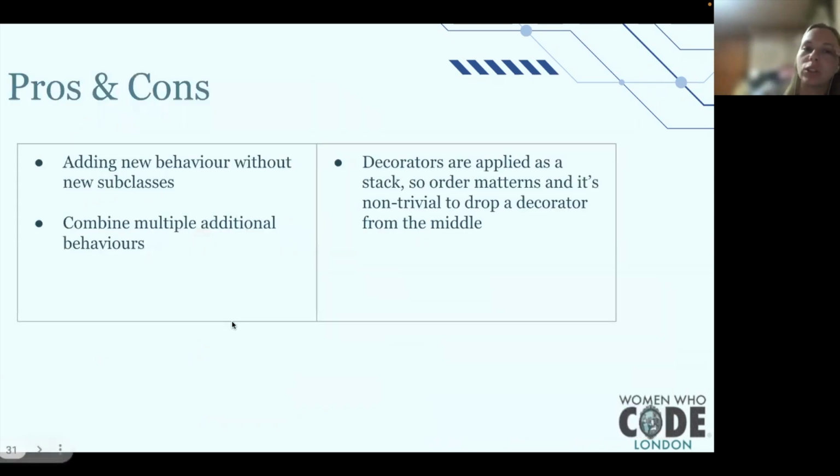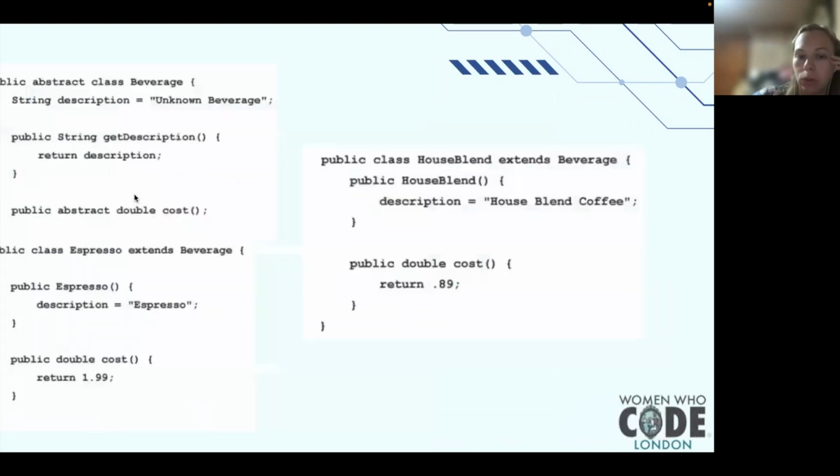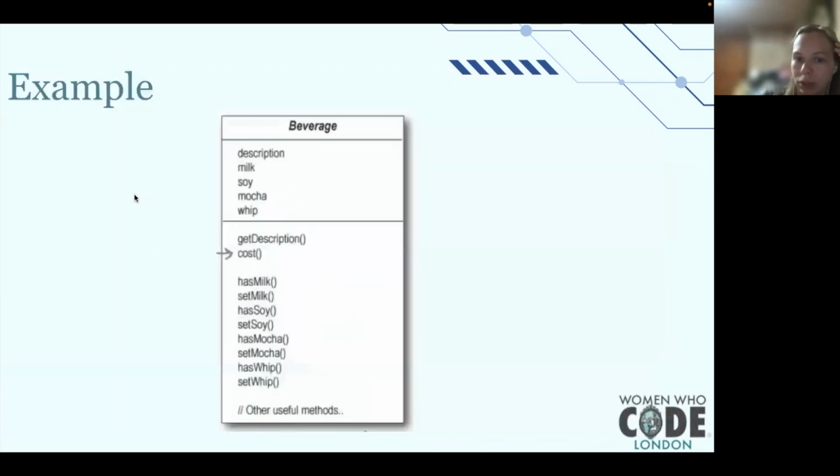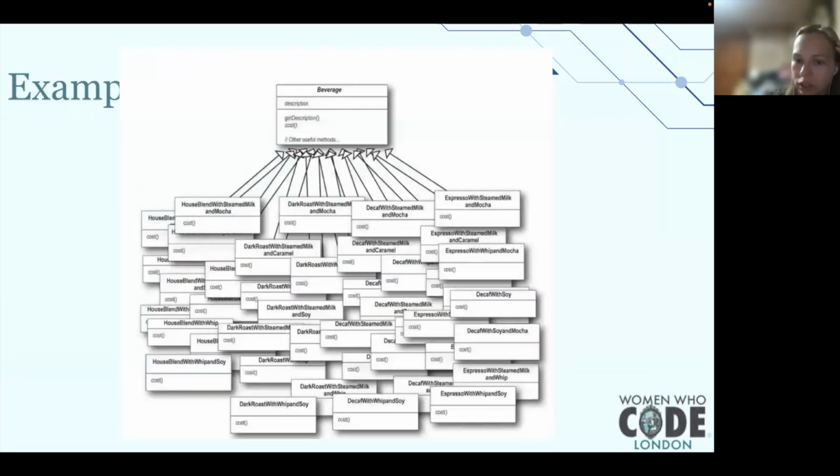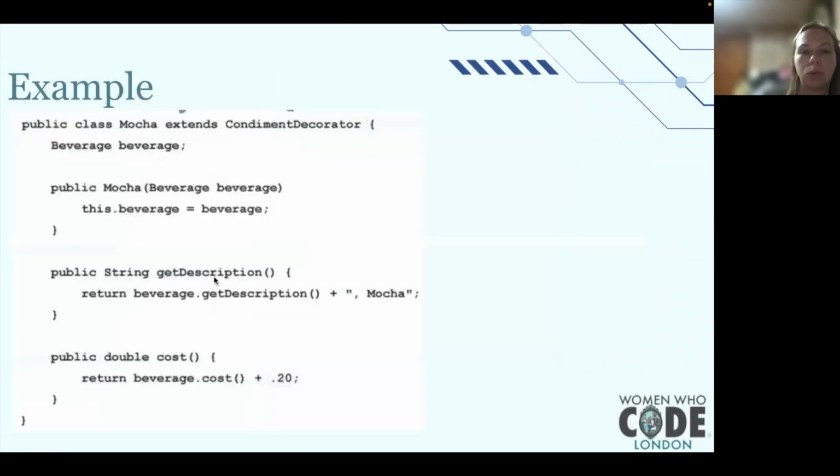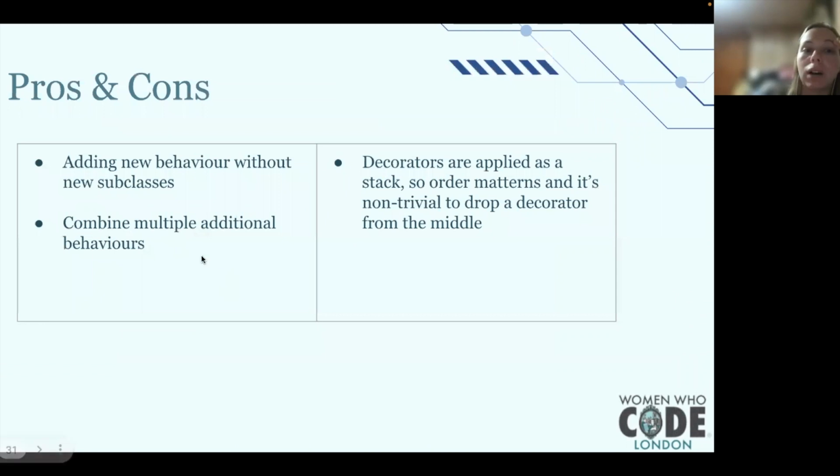So, pros and cons again. Pros: we can add new behavior without new subclasses. If you want to add a new behavior like whipped cream, you just create one class, whipped cream, not this mess of all the types of coffee with whipped cream. Then you can combine multiple additional behaviors. So you can add a decorator with whipped cream and with caramel, instead of creating espresso with whipped cream and caramel. But there are also problems with it.